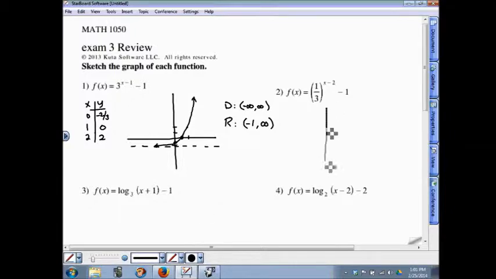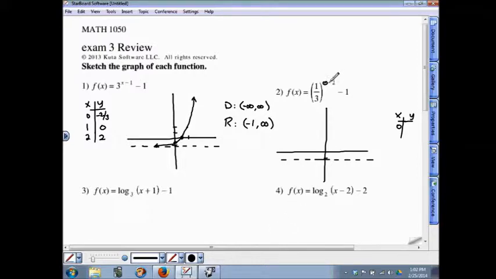Okay, question 2. Same 3 steps. Locate the horizontal asymptote, locate the y-intercept, and then find a couple other points. Same thing, we have a vertical translation here, down 1 unit, so the horizontal asymptote is located at -1. Y-intercept is found by letting x equal 0. Place a 0 in there for x.